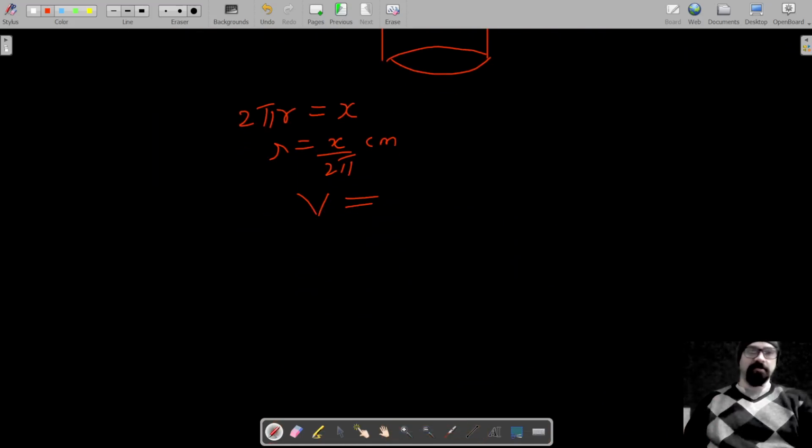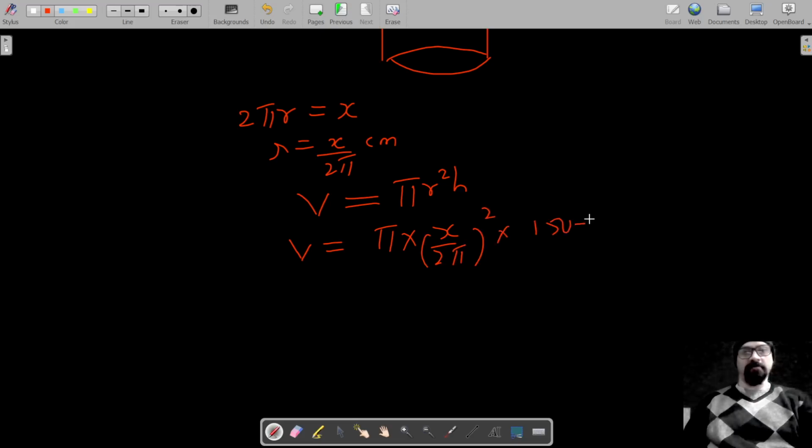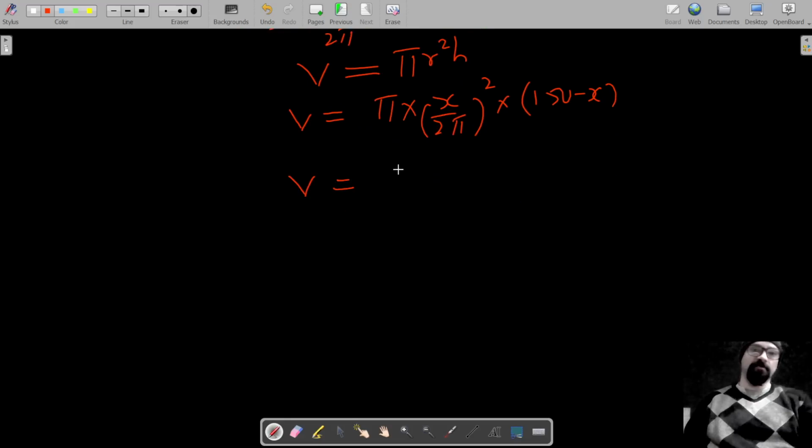Now we have to find the dimensions so that the volume of the cylinder is maximum. So let's consider the volume as V. So V is equal to pi r square h, putting in the value of r, which is x upon 2 pi square, and height is 150 minus x. So V is equal to pi x square upon 4 pi square into 150 minus x.